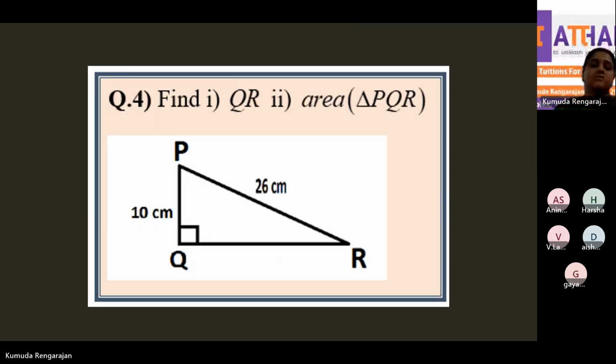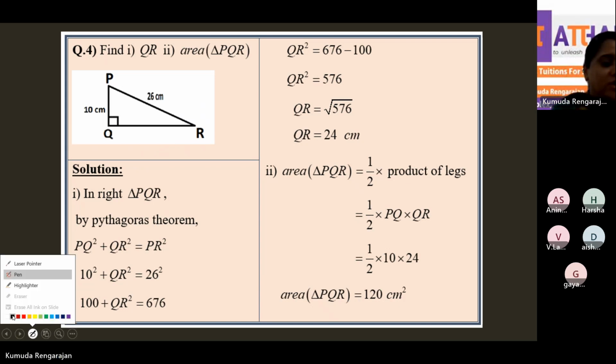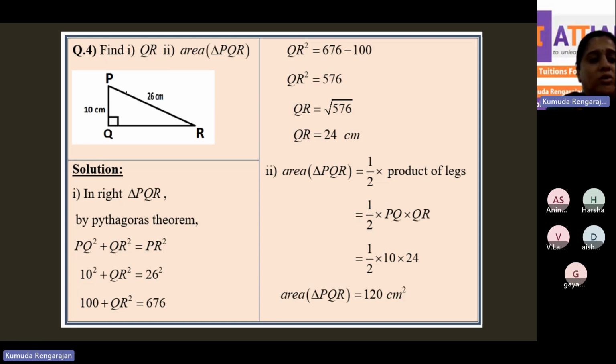So in this figure, we need to find the length of the side QR and the area of the triangle PQR. To find the length of the side QR, you can use Pythagoras theorem. So how do we use Pythagoras theorem? I told you, write the hypotenuse square on one side. So you can see here PR square, and then PQ square plus QR square.